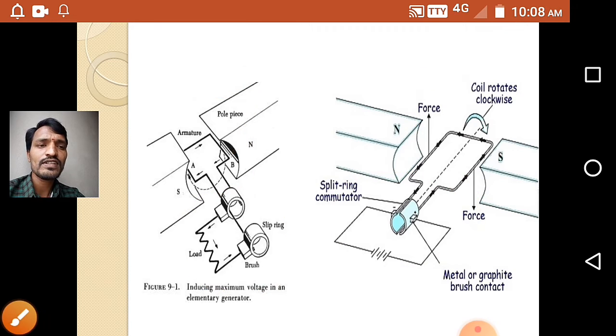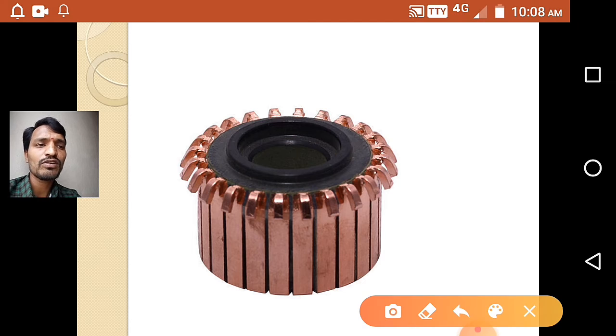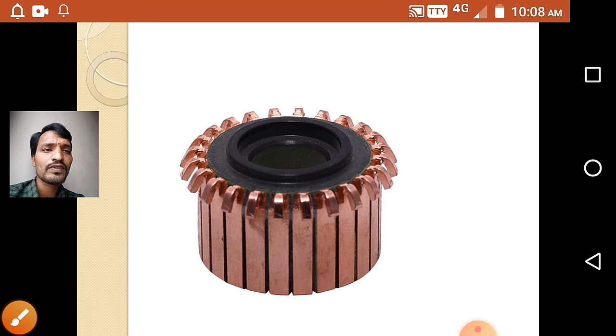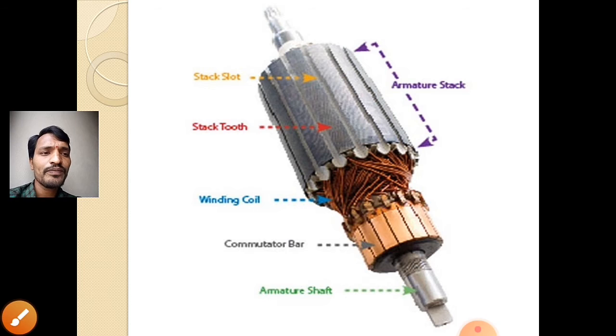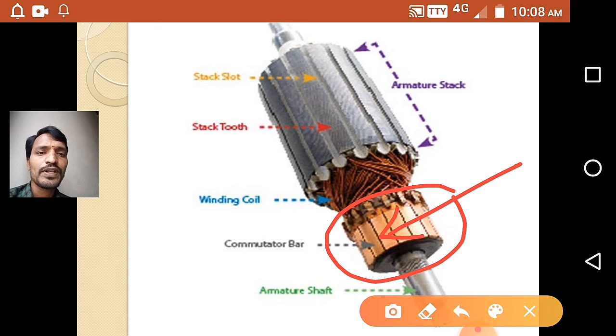Let us see how this commutator converts the AC waveform to DC. This is a commutator which has V-shaped copper bars, okay. This is inserted into this cylindrical drum. Now this is the rotor and this is the commutator. This is connected to the armature. We are collecting current from this point using brushes, okay.